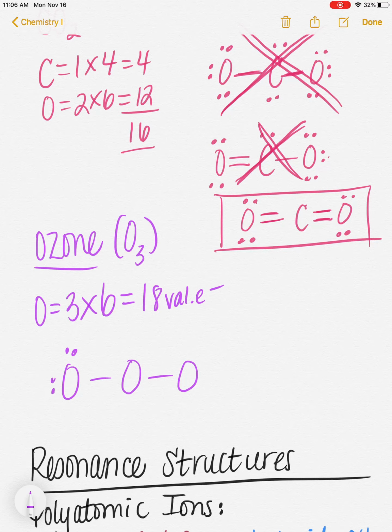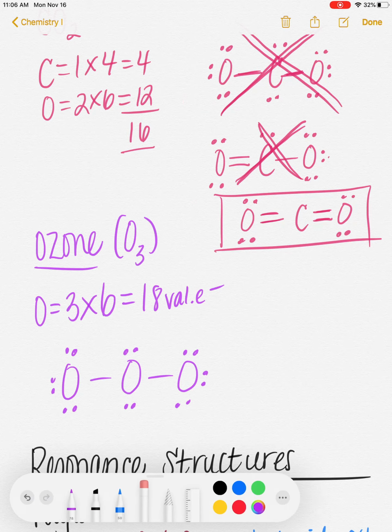If I were to connect them with a single bond and fill out my octets here, the outer 2 oxygens are going to need 6 dots around them so that they have an octet. The center oxygen is only going to need 4 more dots drawn around it to get to 8. And then if I count up, I've used 2, 4, 6, 8, 10, 12, 14, 16, 18, 20. I have too many electrons.